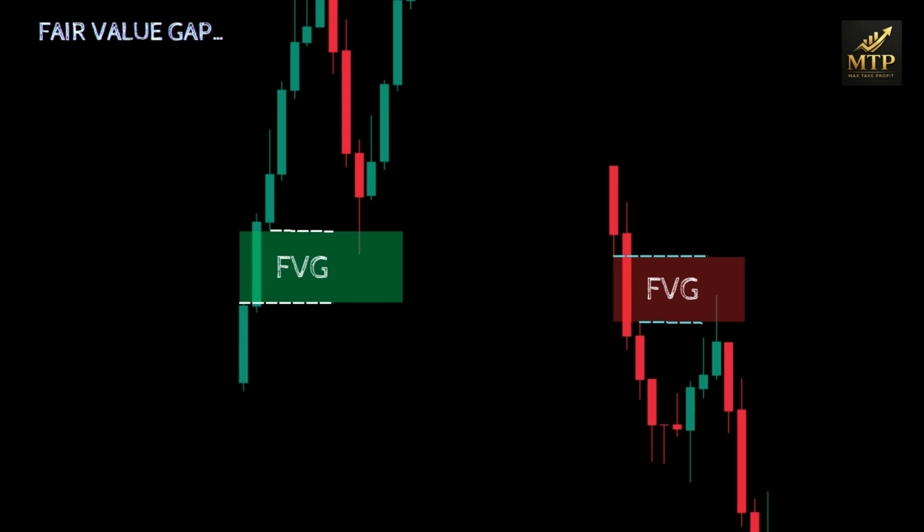In summary, imbalance equals a general market imbalance. Fair value gap equals a precise imbalance visible on the chart. And in smart money trading, these zones are used to look for high probability entries.